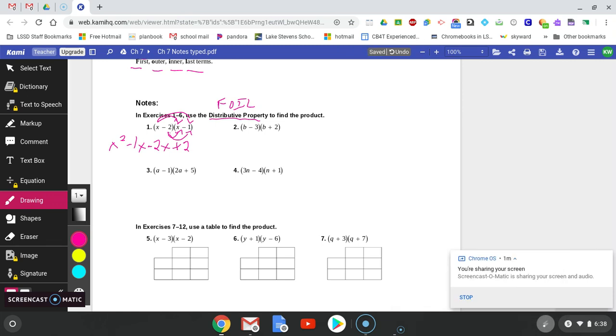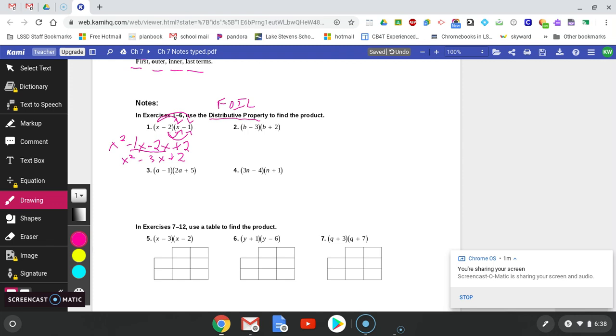So notice when I did this, I multiplied my first two together, then I multiplied my outer two together, then I multiplied my inner two together, and then I multiplied my last two together. So that's your FOIL. So it's reminding you a binomial times a binomial has four things that are being multiplied. And then I've got some like terms that I can combine here. So I have an x squared minus 3x and then plus 2. And that is using the distributive property, or FOIL, for a binomial times a binomial.